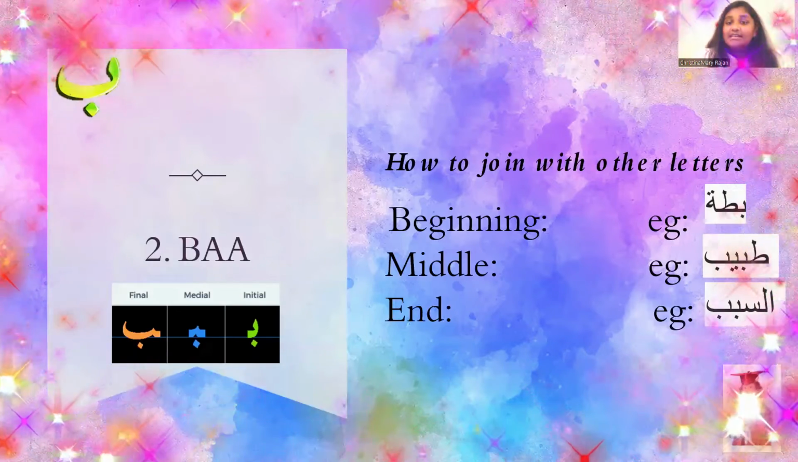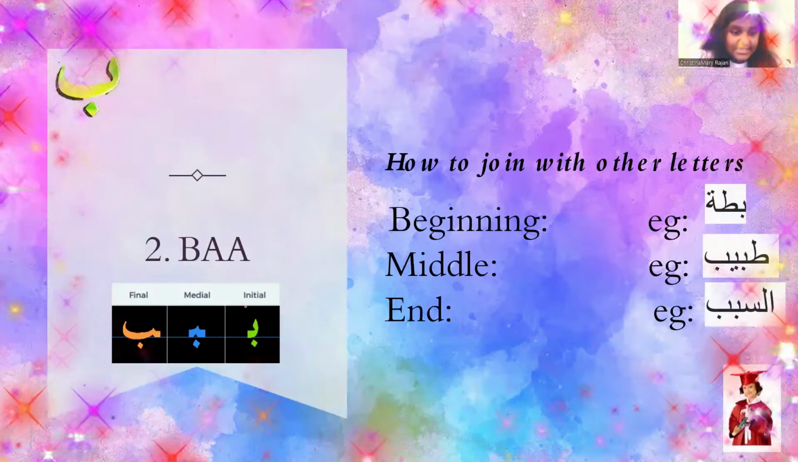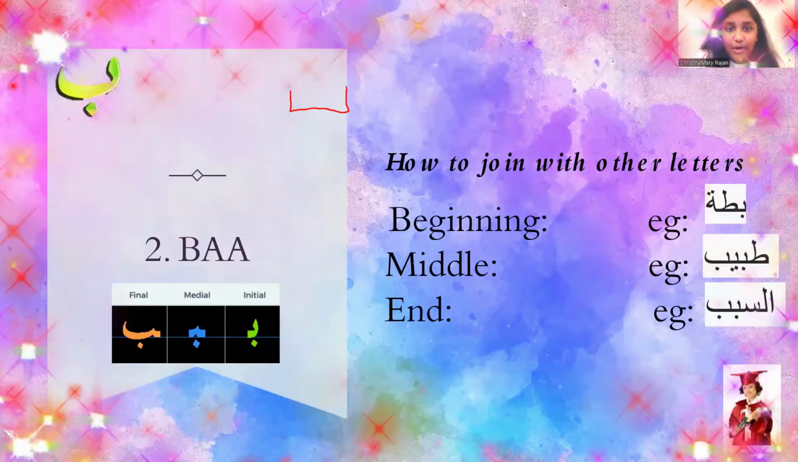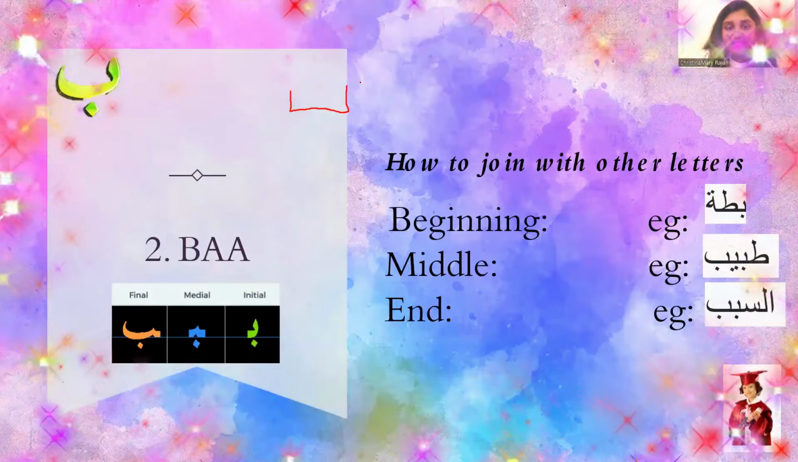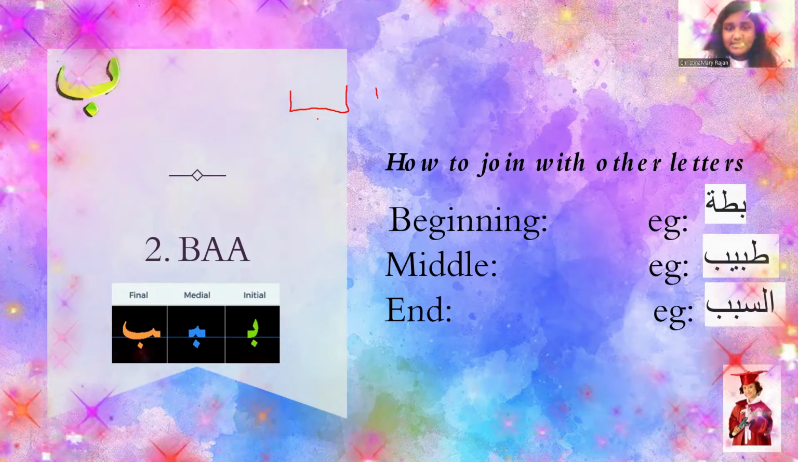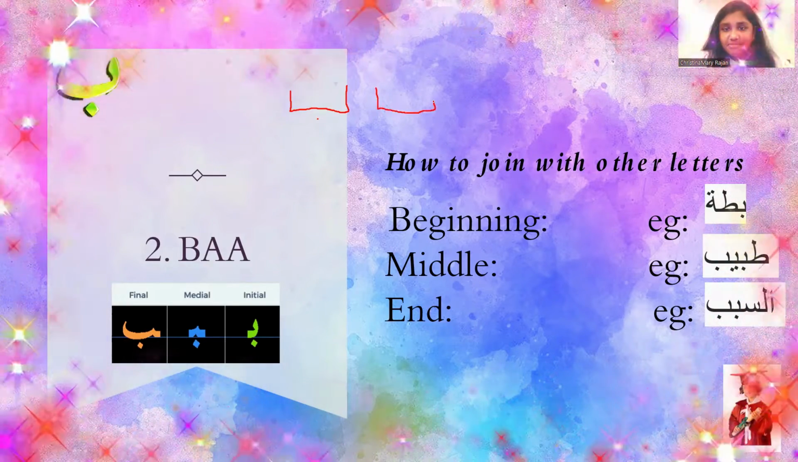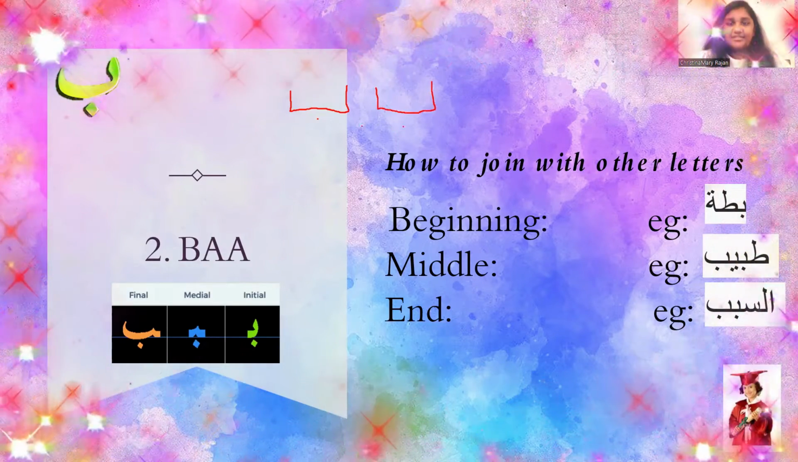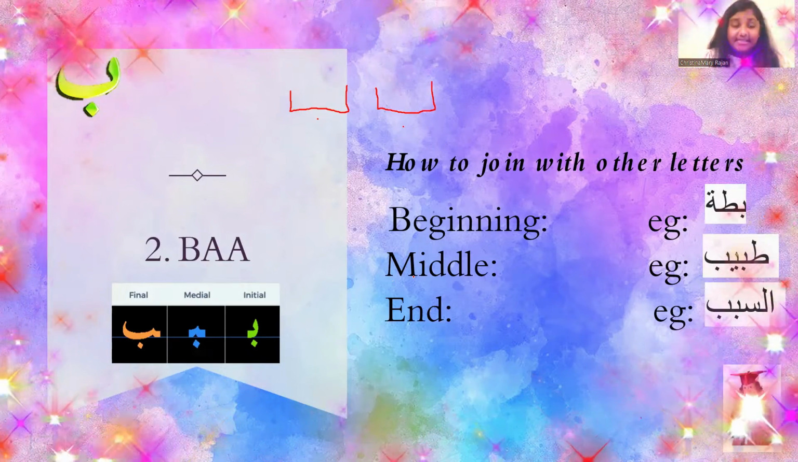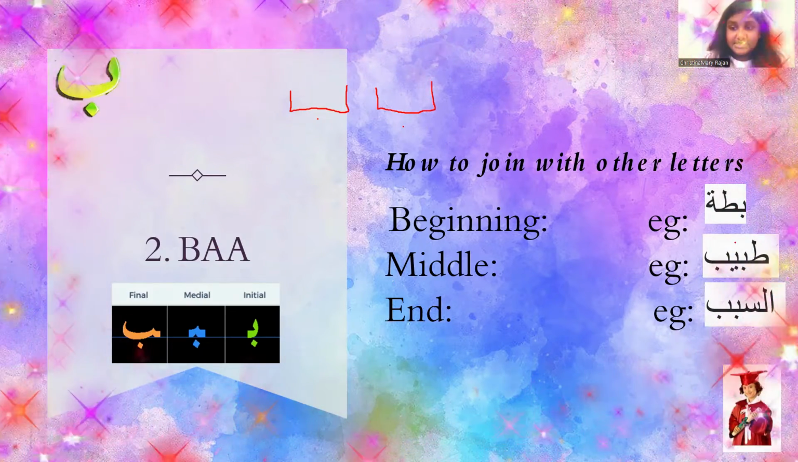Ba. So let's see how to write it. It's like a box that's not fully covered on the top, but just like this, and a dot below. See? A not fully covered box and a dot. So, let's see how to join this letter with other words.